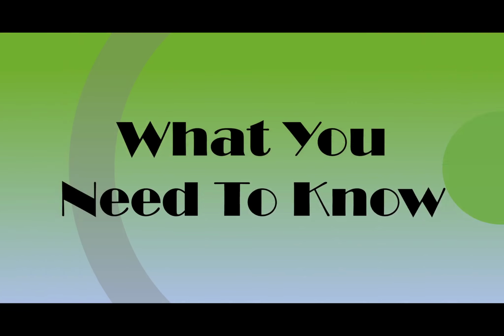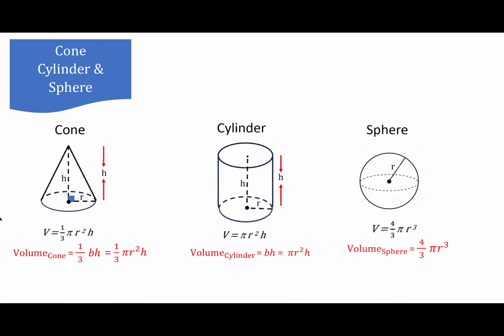Hello and welcome. Here is what you need to know before we get to the examples. Cone, cylinder, and sphere. We need to know the volumes of a cone, a cylinder, and a sphere. The formulas will be given to you on the test, but it's not really that difficult to remember them. The cylinder is the base, which is a circle, times the height. The cone is base times height divided by 3, which is 1/3 of a cylinder. The sphere is 4/3 pi r cubed.